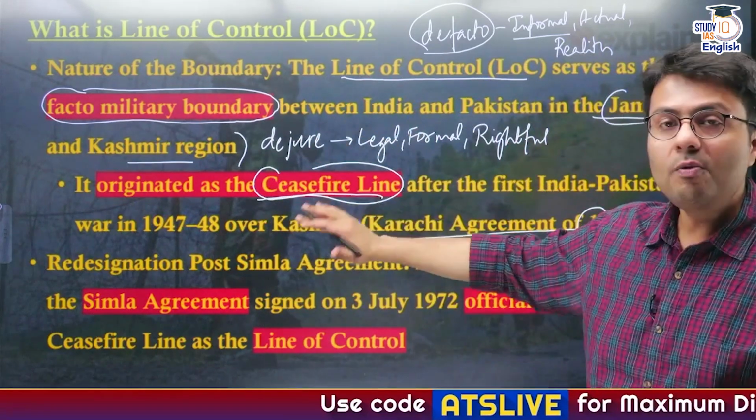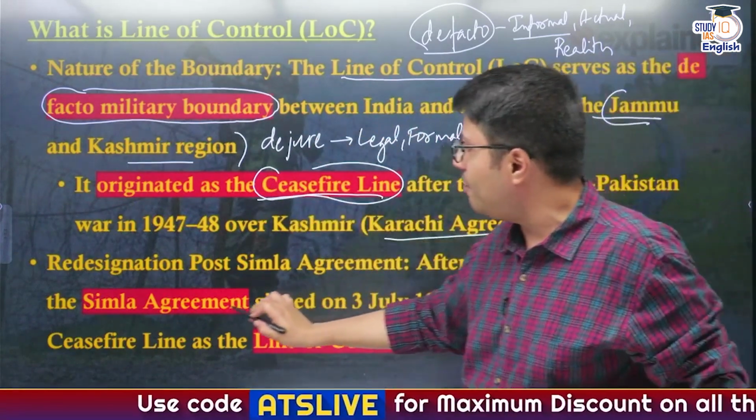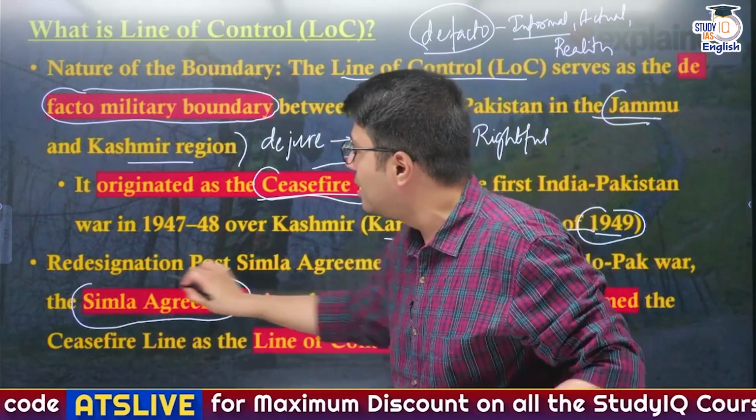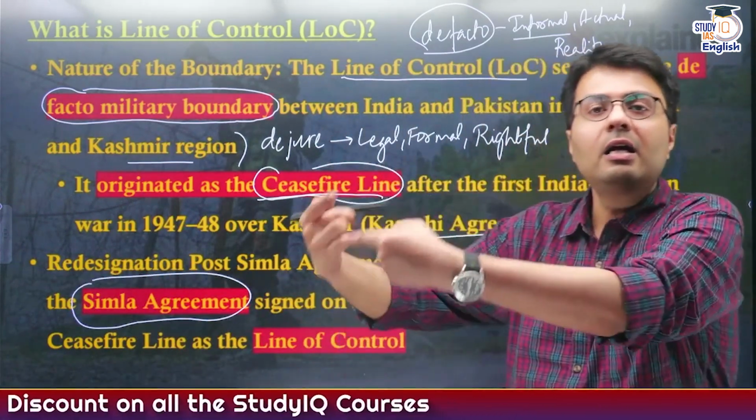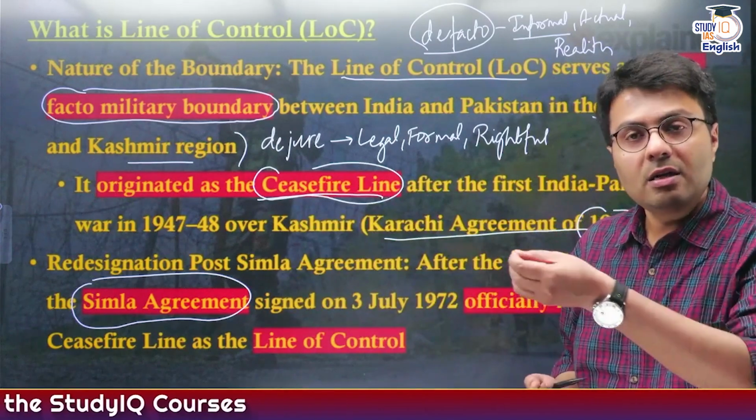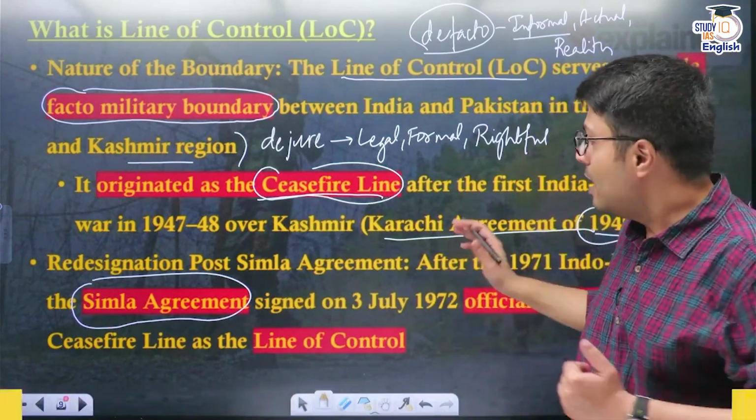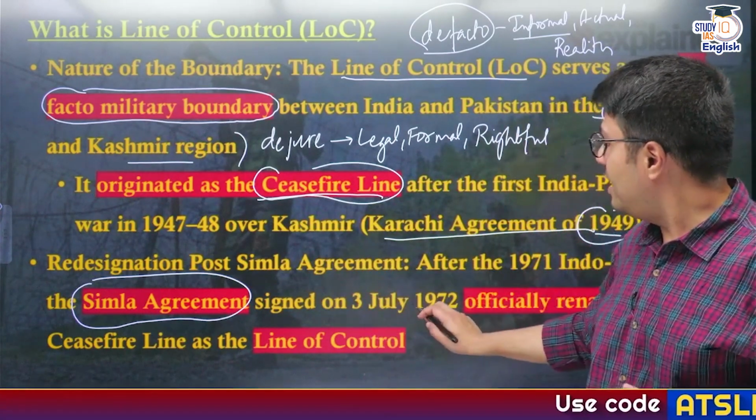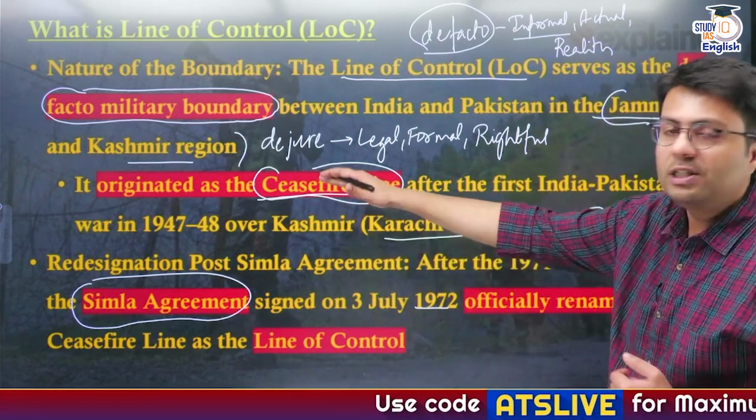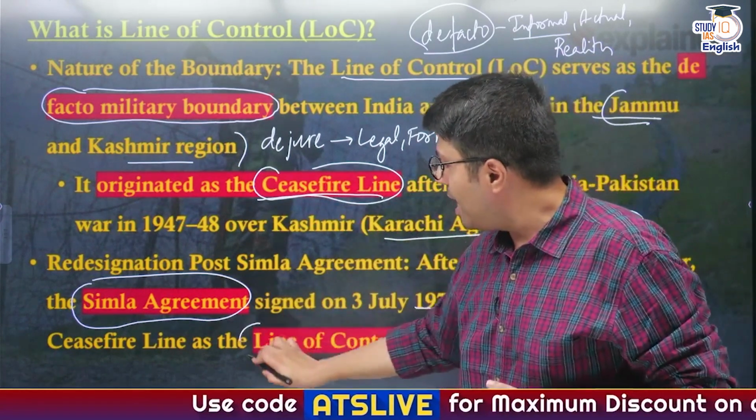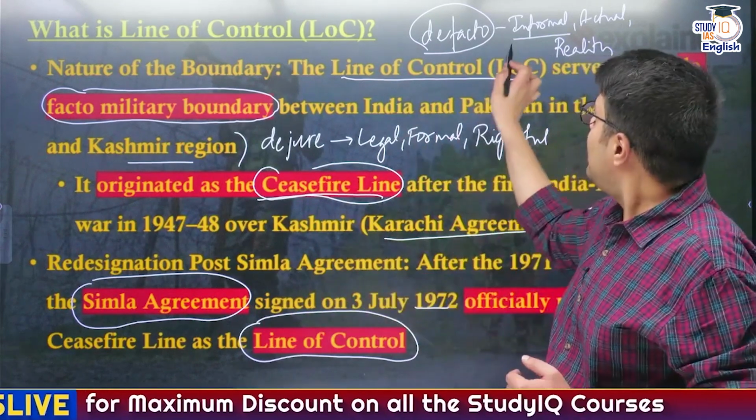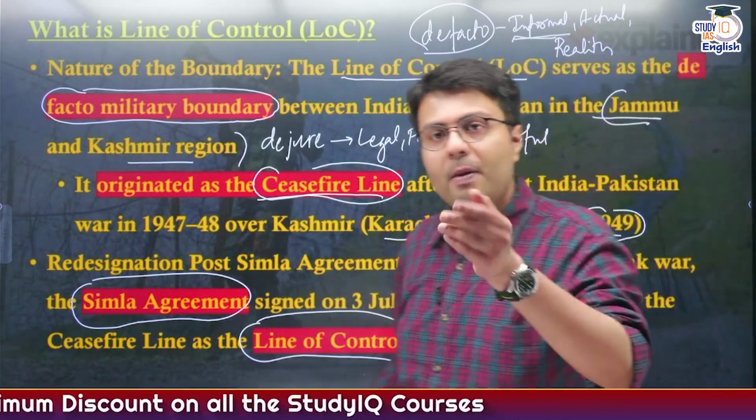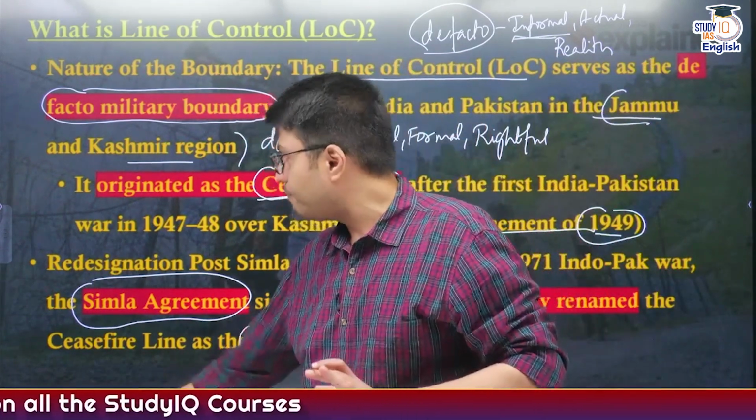And this very line came to be known as the Line of Control after the Simla Agreement, which was signed between Indira Gandhi from India and then Prime Minister of Pakistan, Zulfikar Bhutto, right? They signed the Simla Agreement in India in 1972, and this ceasefire line after the Simla Agreement came to be officially known as the Line of Control. So this is an informal boundary between India and Pakistan in parts of Jammu and Kashmir.